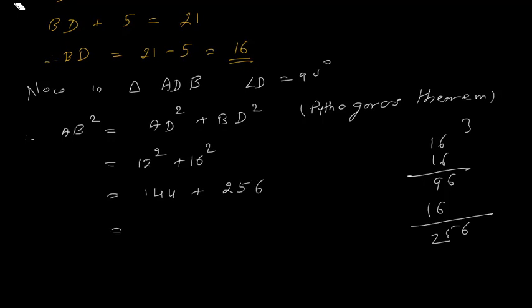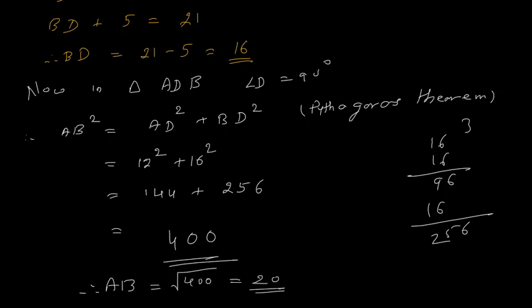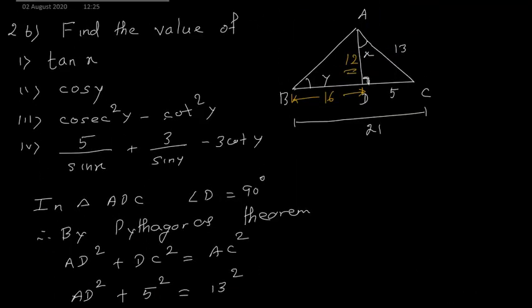Now 6 plus 4 is 10, 5 plus 5 is 10, 2 plus 2 is 4, this is 400. So it gives me the value of AB as square root of 400, and square root of 400 is 20. So the value of AB we got is 20. Now what do I have to find?